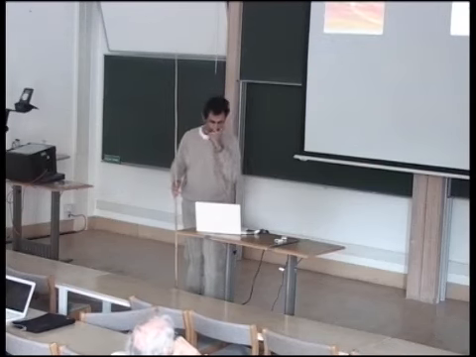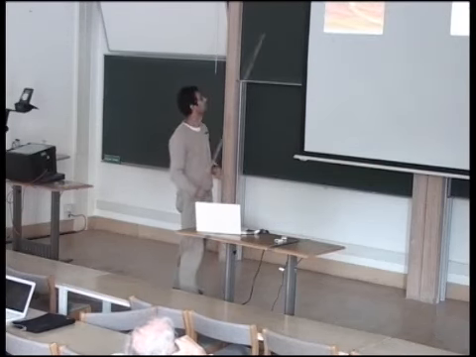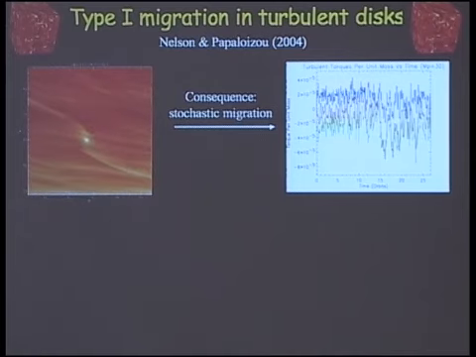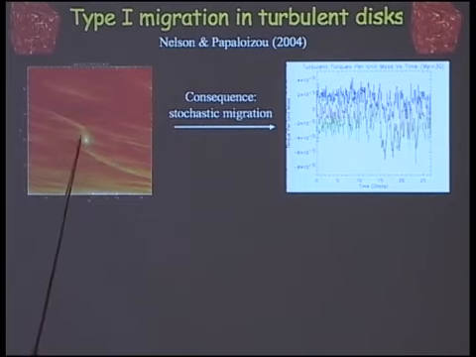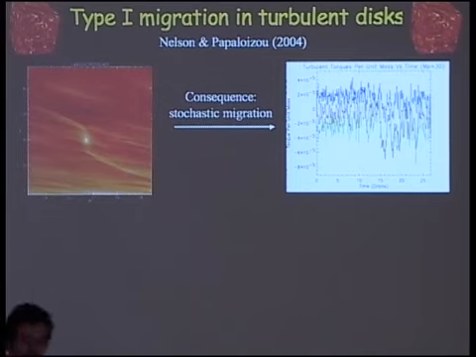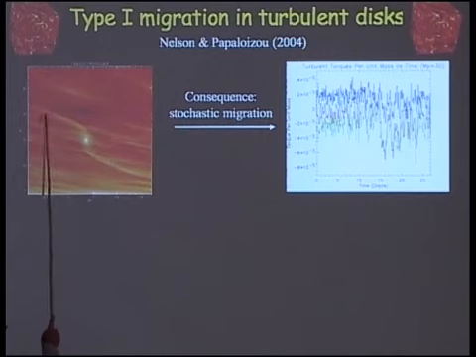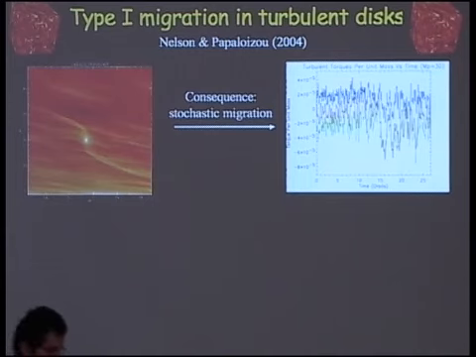So now I'll move to the second paper. That's the result by Richard and John Papaloizou, that you have stochastic migration of small mass planets in turbulent disks, and the reason is that you have density wakes going close to the planet and affecting the torque on the planet. Because these wakes are of an amplitude similar to the wake generated by the planet, it results in a random walk of the planet.